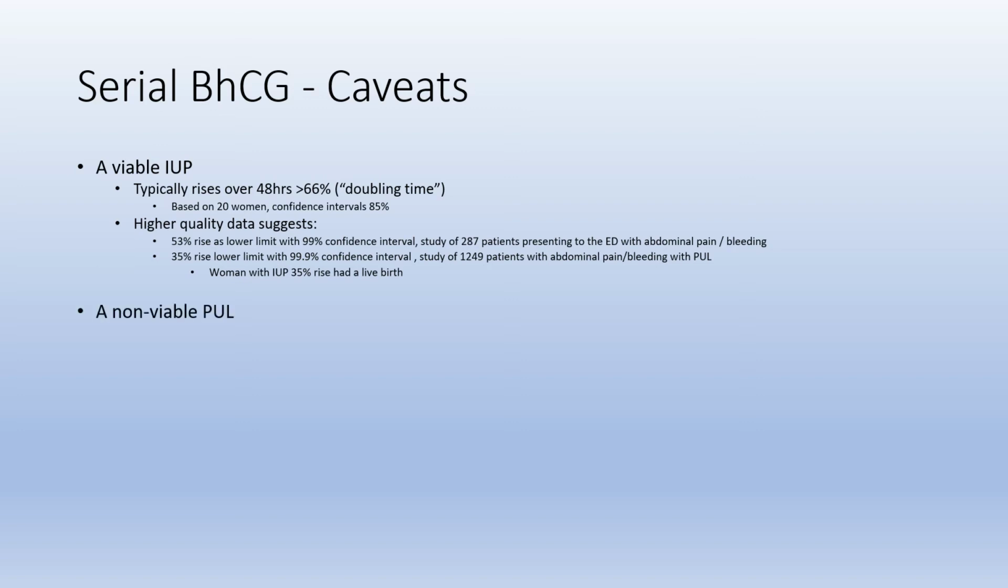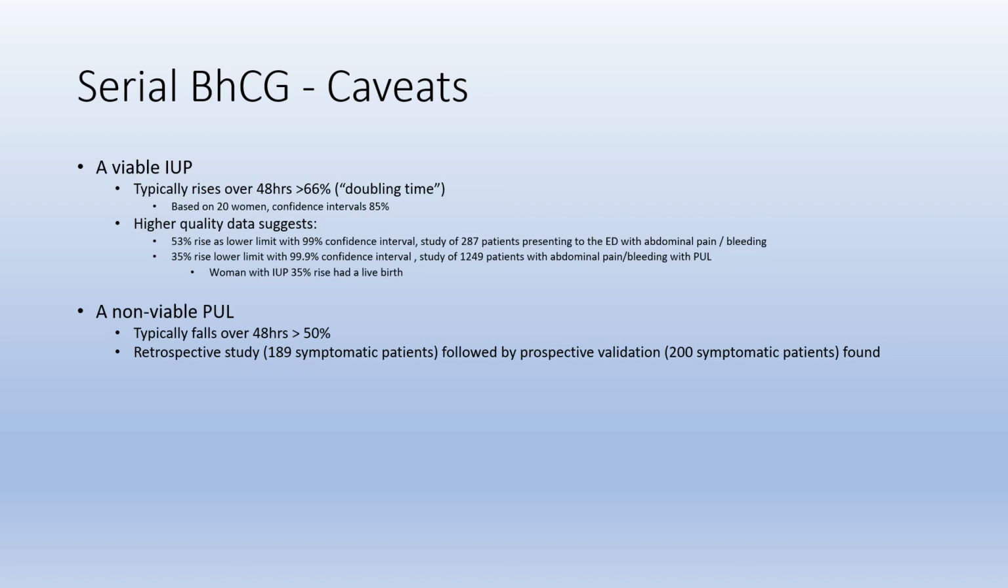We just discussed that a non-viable pregnancy of unknown location usually falls over 50% within the first couple of days. And again, this was derived from that initial study of 20 women. Now, a larger trial looking at nearly 400 women where some were evaluated retrospectively and then there was a prospective validation, found that in women with a HCG falling greater than 13%, it was highly likely to be a non-viable pregnancy of unknown location. And this was quite sensitive and quite specific.